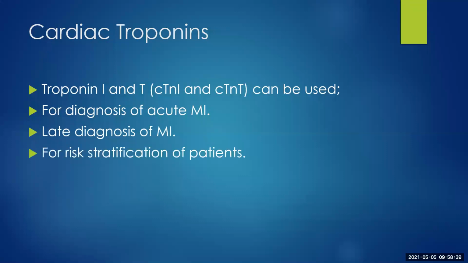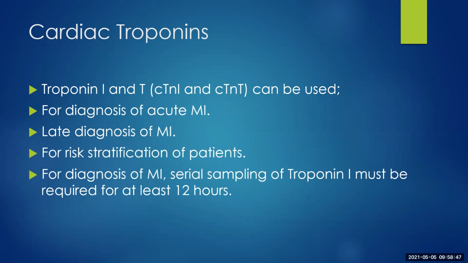It can also be used for risk stratification of patients, to see what stage of risk they are in. It's also used for diagnosis of myocardial infarction. Serial sampling of troponin I is required. At least every 12 hours we have to do troponin, because it is such a valuable marker in both diagnosis and risk stratification. Its role is completely utilized only when we do repeated analysis. So every 12 hours.